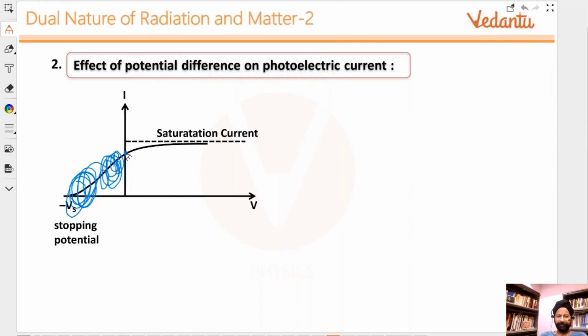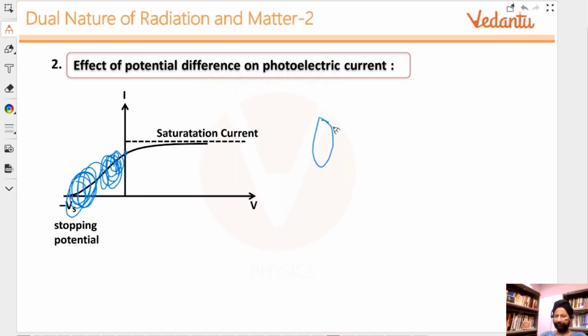So you start with the zero potential. Even with zero potential, current was there. So you don't start from origin. That is why you don't start from origin. You start here. And then after some time, there is a saturation reached. Okay, clear to everyone? Okay. So now let's see the other side of the world.